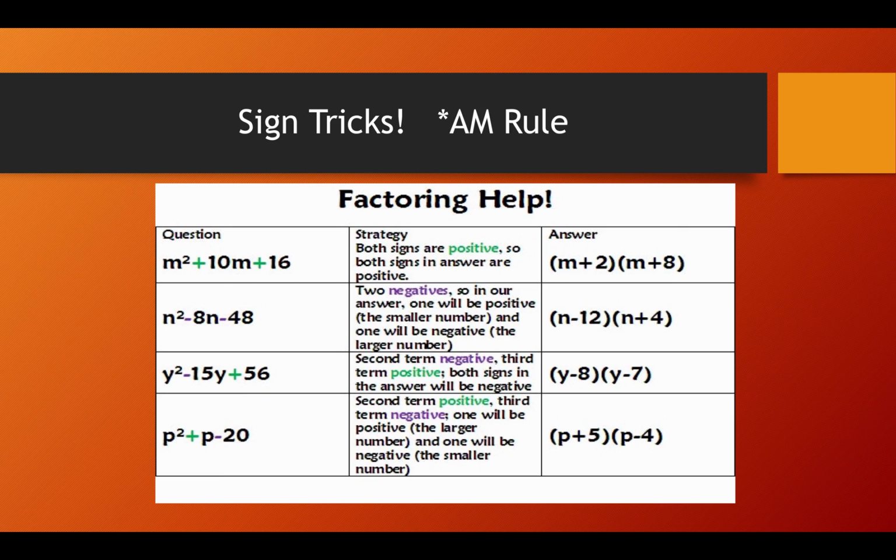So remember, we always start at the back. It tells you that the signs are different, but this time your larger number is going to be positive because the first sign is positive. If you look at the answer, you have p plus 5, so your larger number is positive, and then p minus 4. Even though they're different, the larger one is going to be positive. So that's just some helpful tricks that can help you determine what the signs are going to be in this type of factoring.